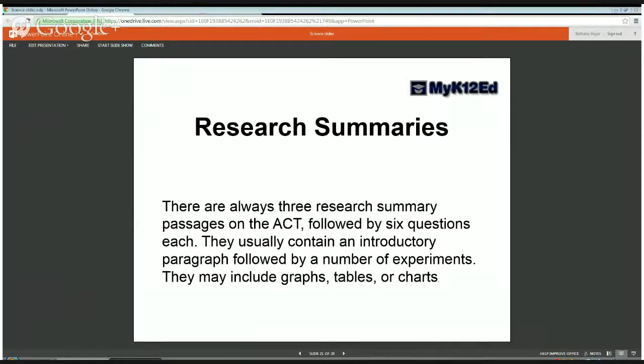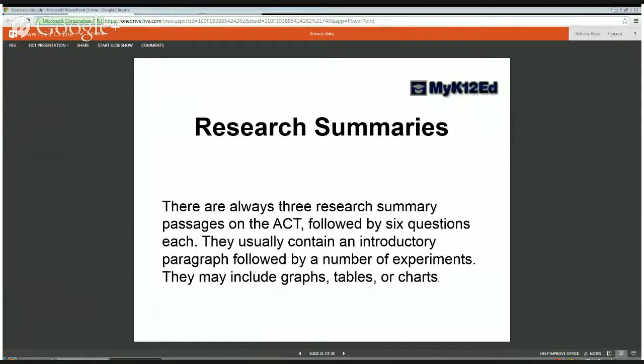Okay, research summaries, we talked about that on Wednesday. This is the experiment passage. They're going to tell you about an experiment, how it was done, what were the variables, what were the outcomes, what was used in the experiment. So this is just basically, can you read about an experiment and understand it?